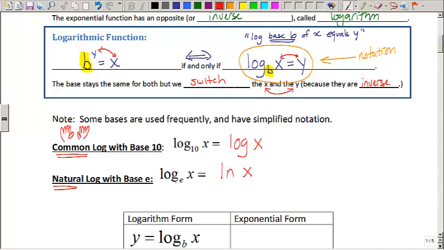Please don't write your answers log base e or log base 10. You want to write them in the preferred simplified notation.